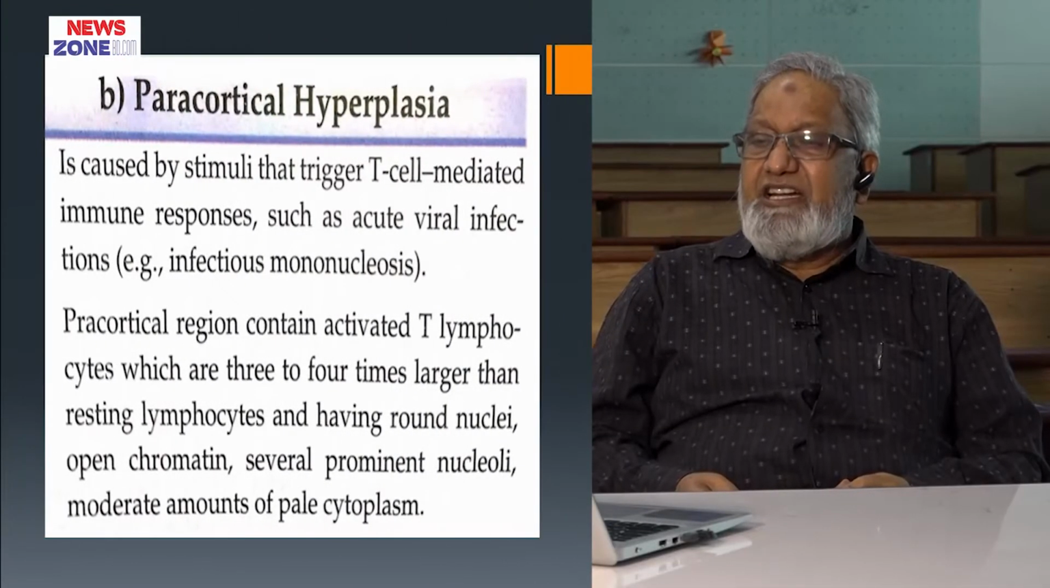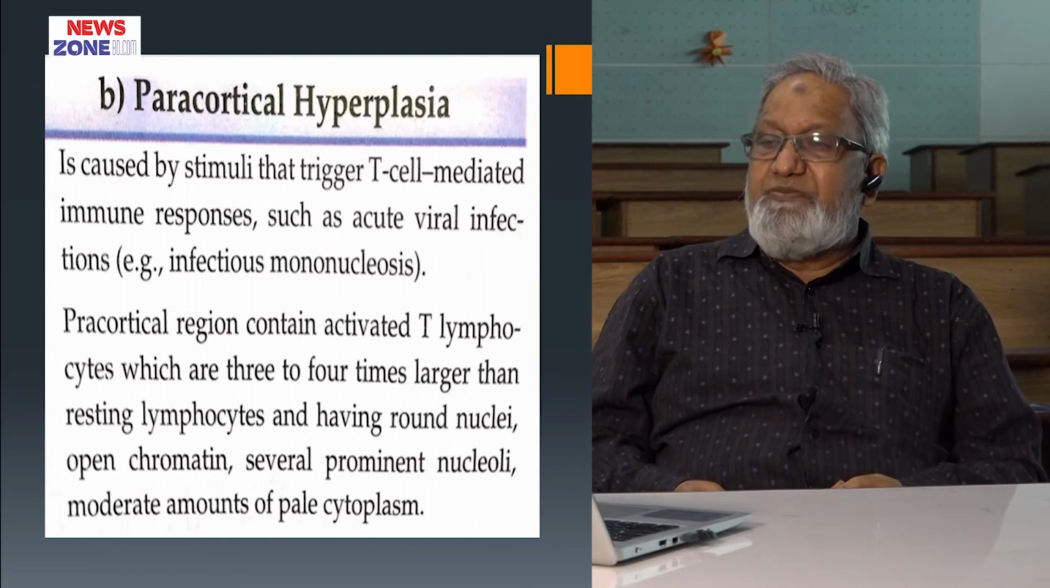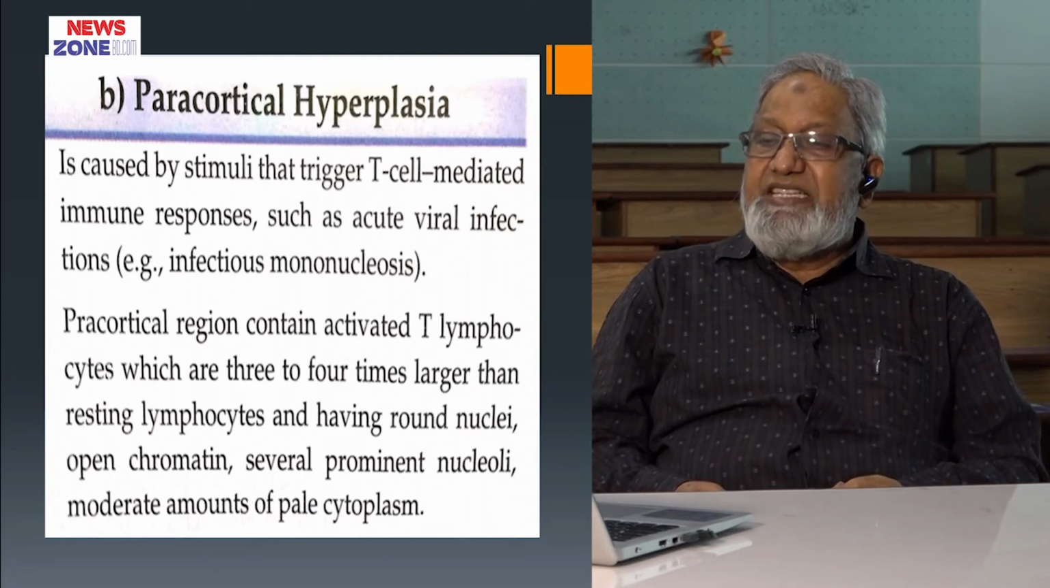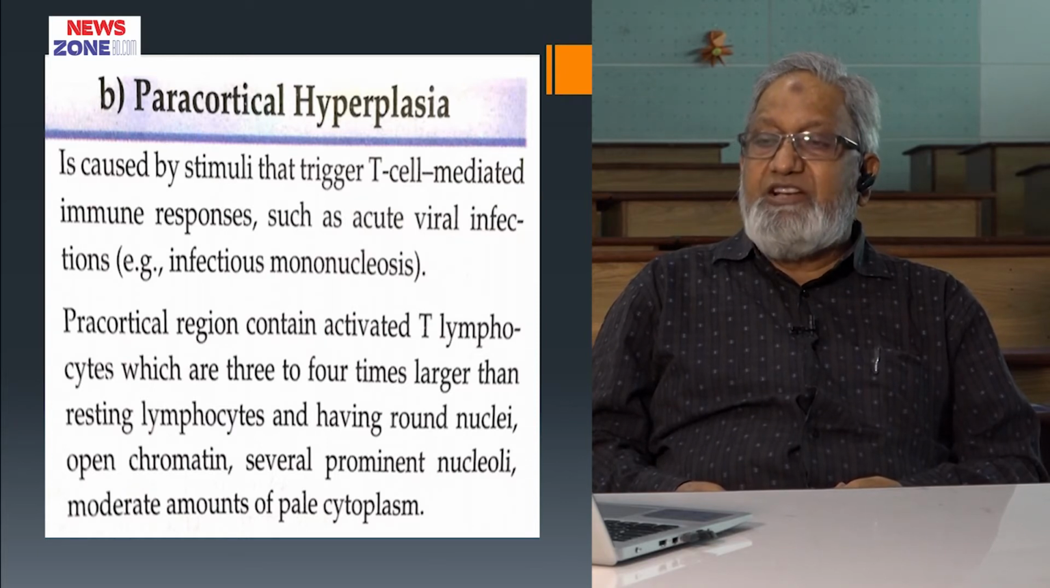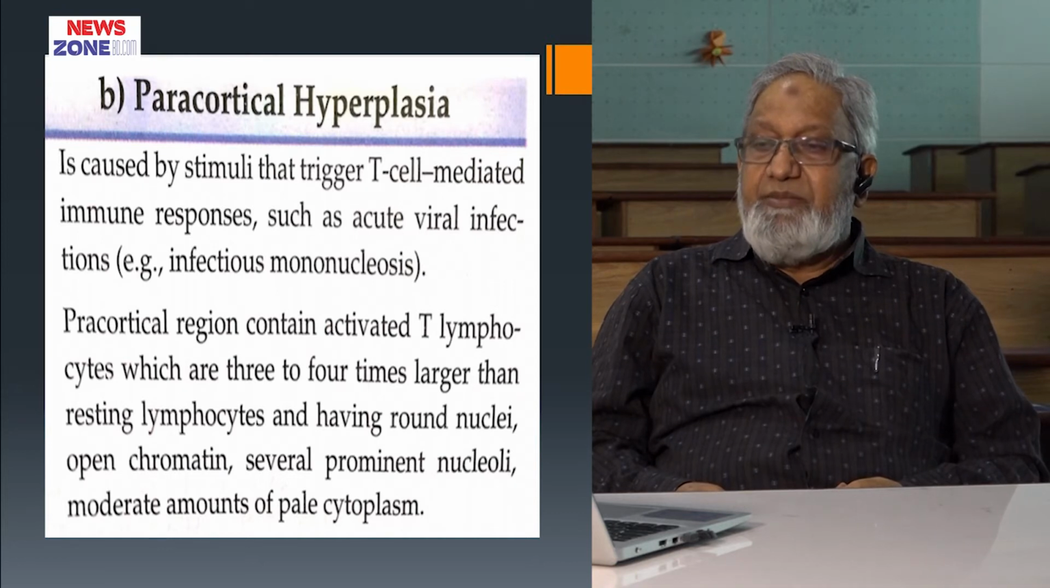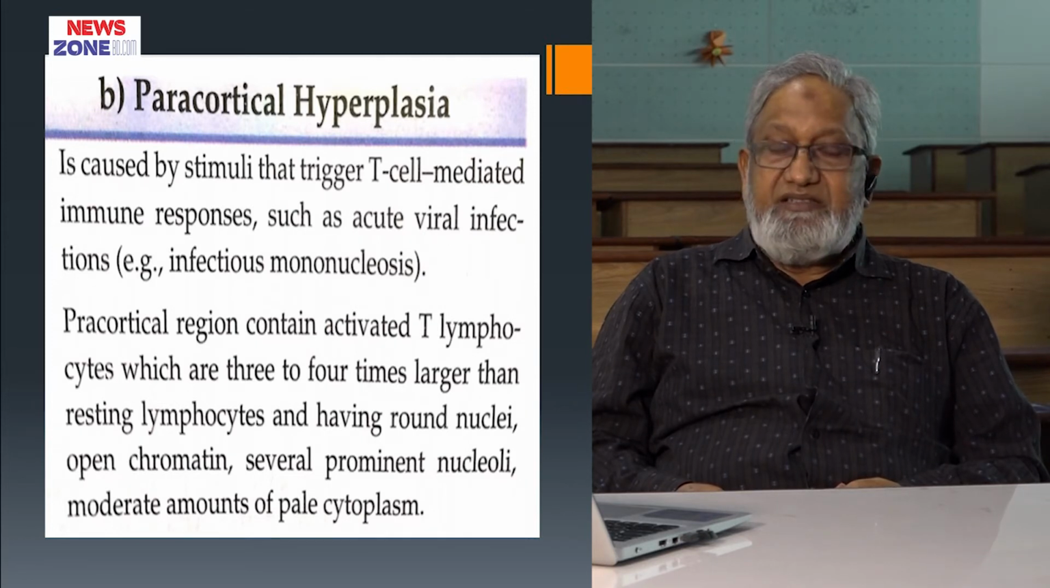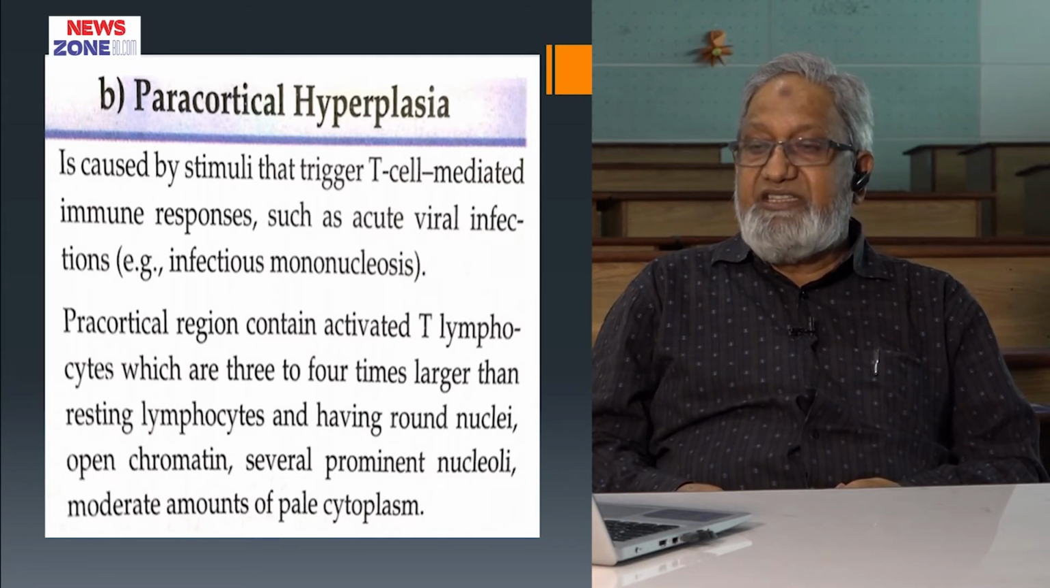Then paracortical hyperplasia is caused by the trigger of a T cell mediated immune response, as for example, acute viral infections and infectious mononucleosis. The paracortical region contains activated T lymphocytes, which are 3 to 4 times larger than normal lymphocytes.